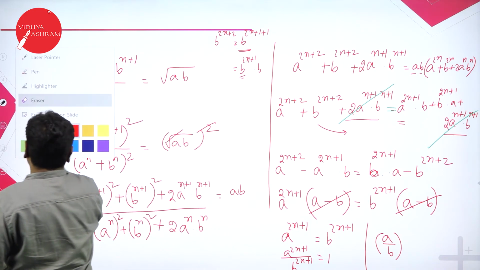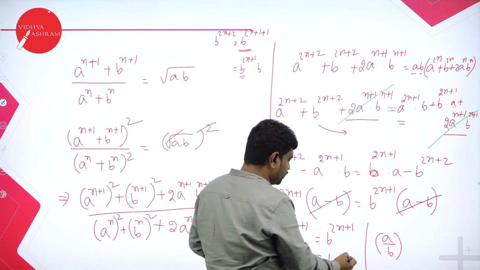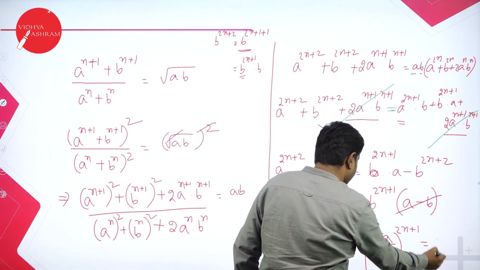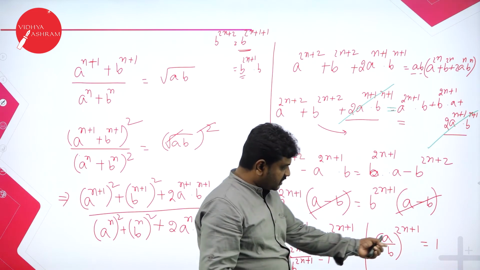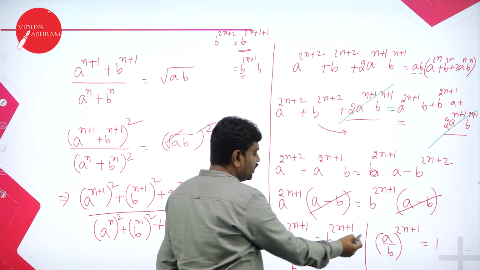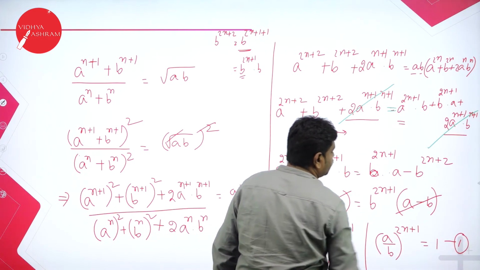Powers are same. So a power 2n plus 1 by b power 2n plus 1, (a by b) whole power 2n plus 1, I can write is equal to 1. So if the RHS has to be 1, it means the power has to be 0, because anything power 0 gives you 1. I call this equation 1.